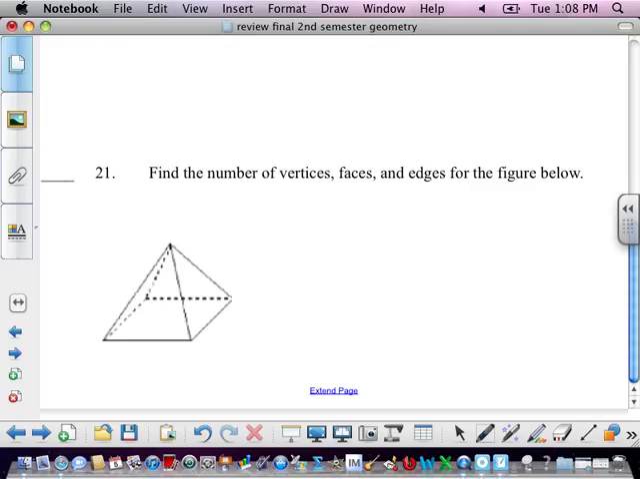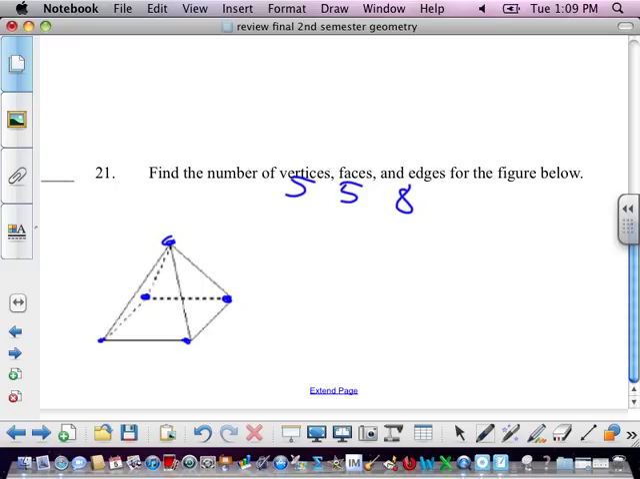21, we have to find the number of vertices, faces, and edges for the figure. Okay, so vertices, that's probably the easiest one. 1, 2, 3, 4, 5. What about faces? 1, 2, 3, 4, 5. Okay, edges is the more difficult one. 1, 2, 3, 4, 5, 6, 7, 8. And we could have also used Euler's theorem for that. Faces plus vertices equals edges plus 2.